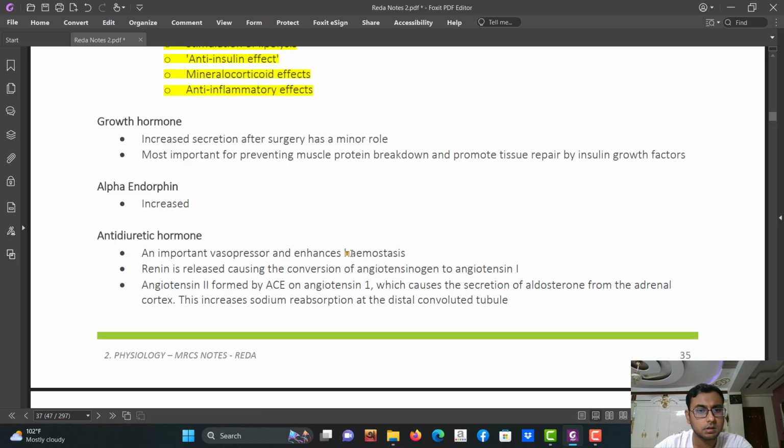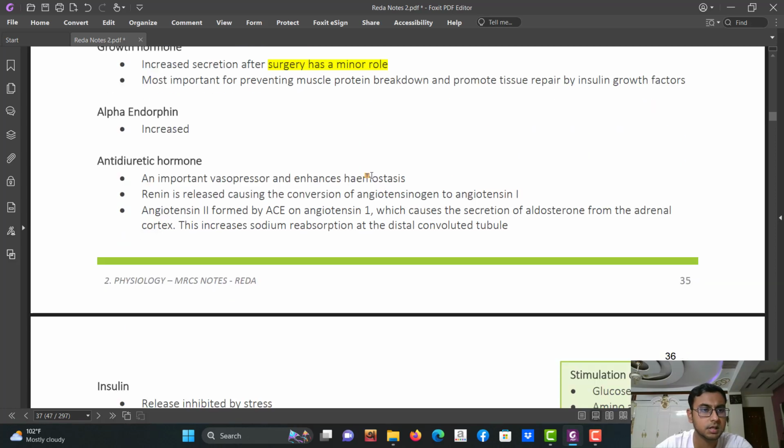Now growth hormone also has a minor role, but it's necessary. It is most important for preventing muscle protein breakdown and promotes tissue repair through insulin-like growth factors. Beta endorphin, that is an endogenous morphine or endogenous pain relieving substance, is increased. It's definitely because surgery is a stress, it is a cut, so there is tissue injury and stimulation of pain. So the body itself has endogenous analgesics, that is endorphin, which is usually increased after surgery.